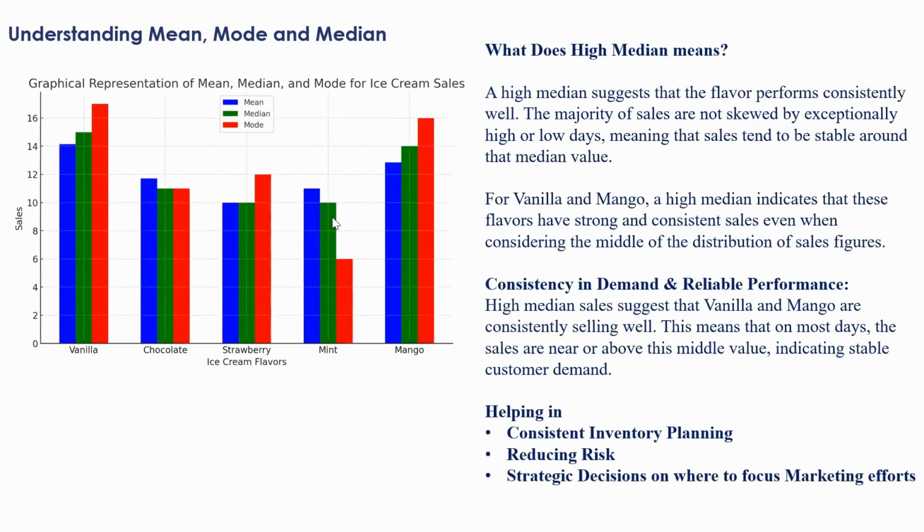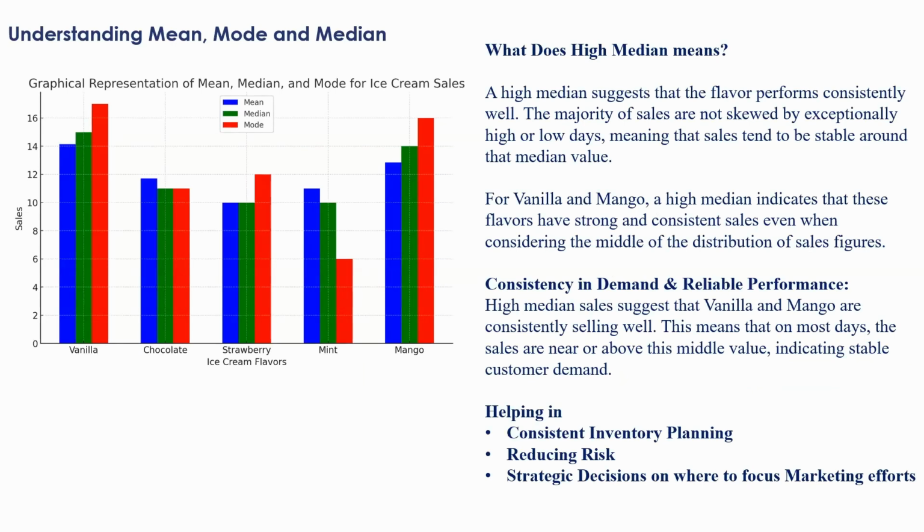Now, what does high median say? Green line. Green line सबसे high किसकी है? सबसे high vanilla की है again. Second highest is mango. A high median suggests that the flavor performs consistently well. Majority of sales are not skewed by exceptionally high or low days. Meaning, median के around है.